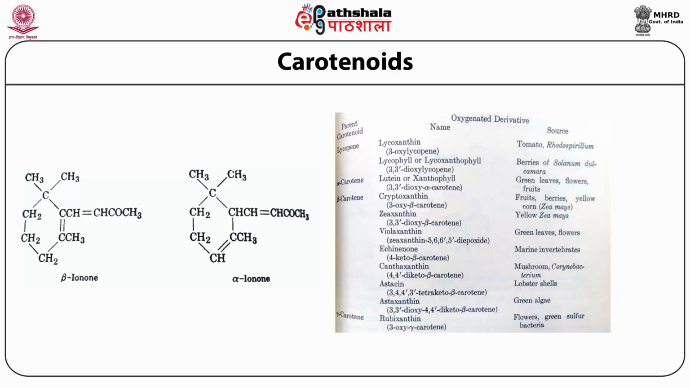The majority of carotenoids are oxygenated compounds called xanthophylls. These can be considered as related to alpha, beta and gamma carotenes. Thus, a derivative of lycopene is called lycoxanthin. Apart from tomato, another good source for this is Rhodospirillum.